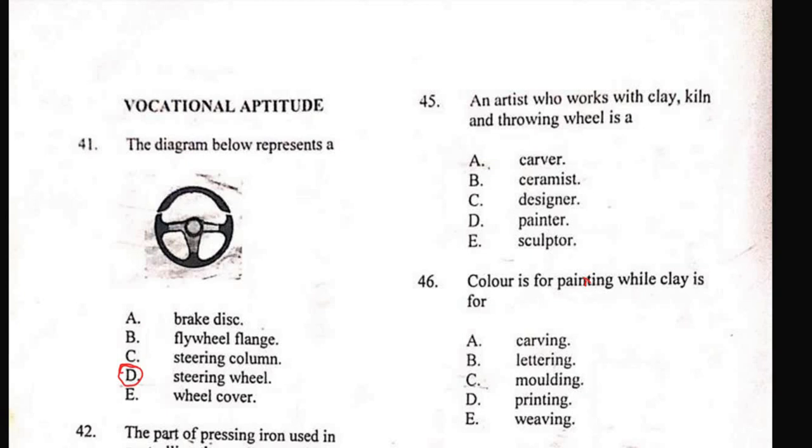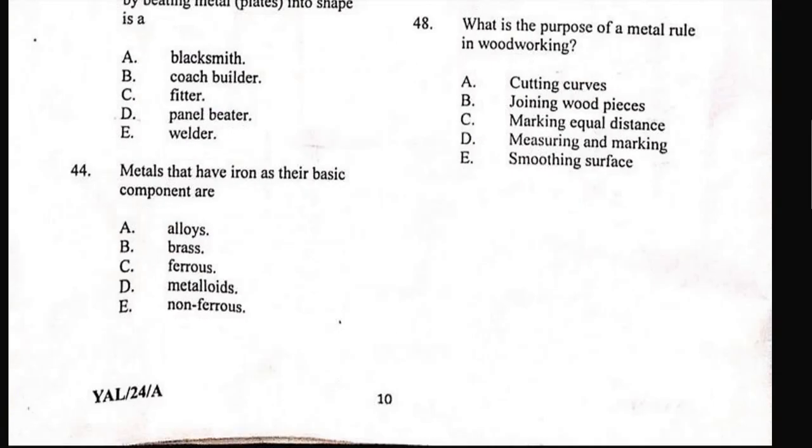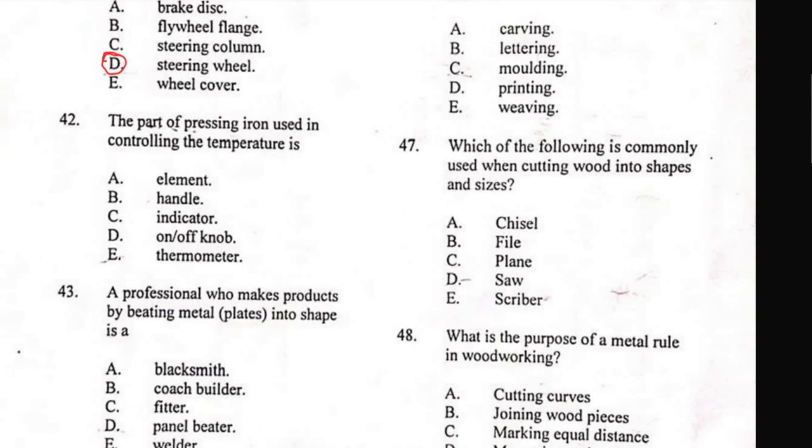Question 42 says the part of a pressing iron used in controlling the temperature is A, element, B, handle, C, indicator, D, on/off knob, E, thermometer. The right answer for me is the thermostat, though it's not among the options. The thermostat is actually the part of a pressing iron used in controlling the temperature.